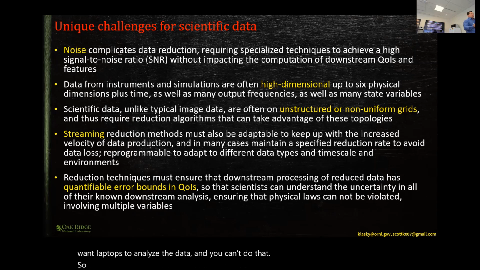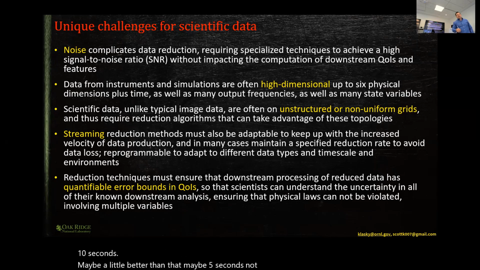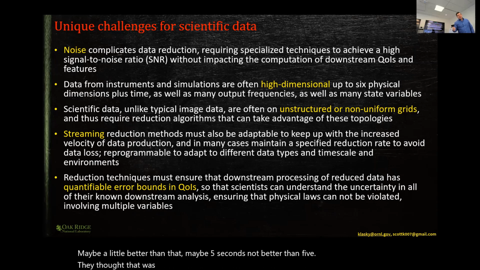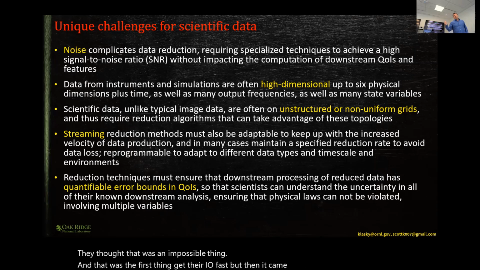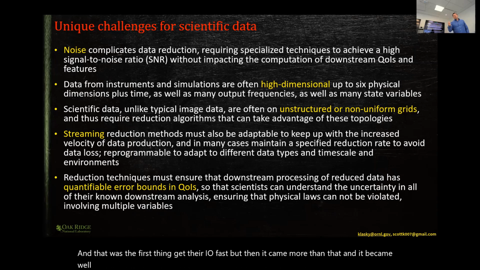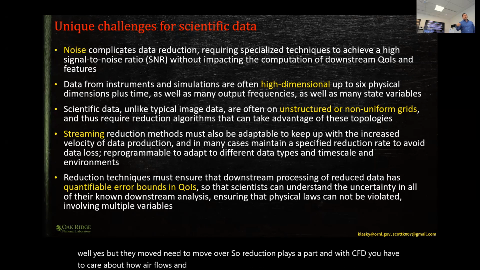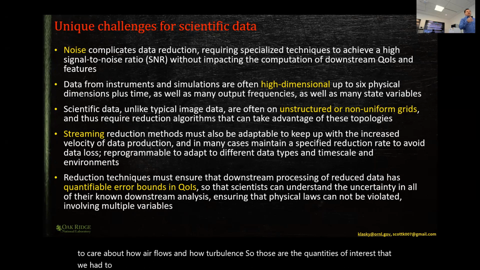So the first thing we did was we said, it's 10 terabytes a second on Summit. What if we can get the IO cost to 10 seconds? Maybe a little better than that, maybe 5 seconds, not better than 5. They thought that was an impossible thing. And that was the first thing, get their IO fast. But then it came more than that, and it became, well, yes, but they need to move it over. So reduction plays a part. And with CFD, you have to care about how air flows and how turbulence works. So those are the quantities of interest that we had to worry about, and we demonstrated, and now we have a contract with them to work with them.